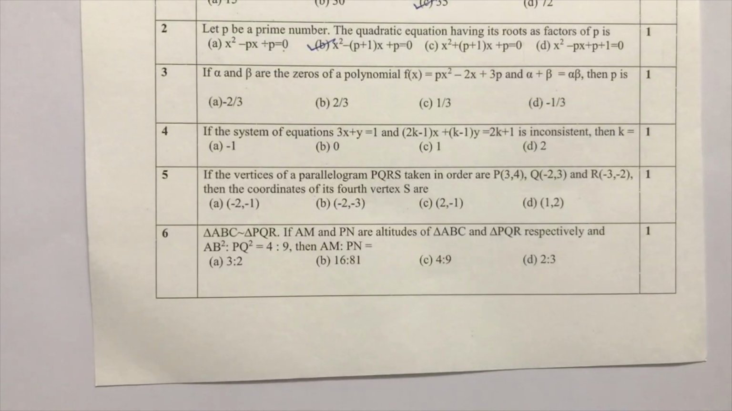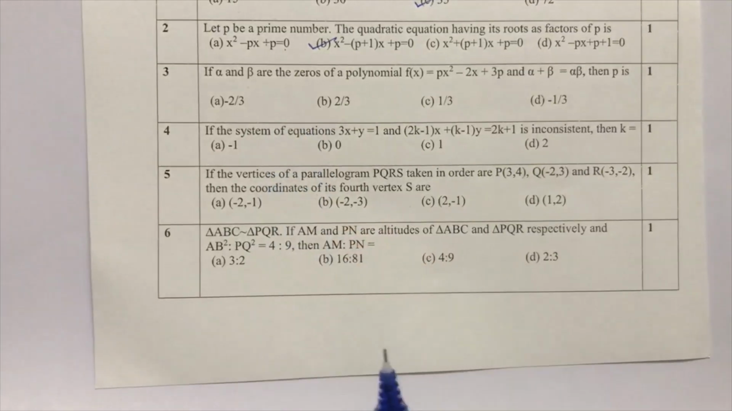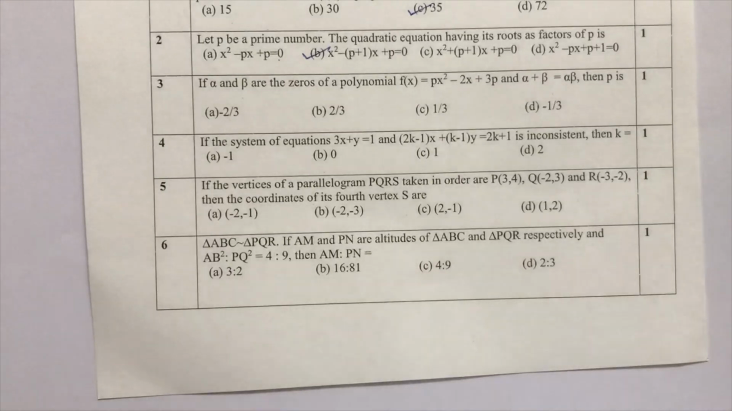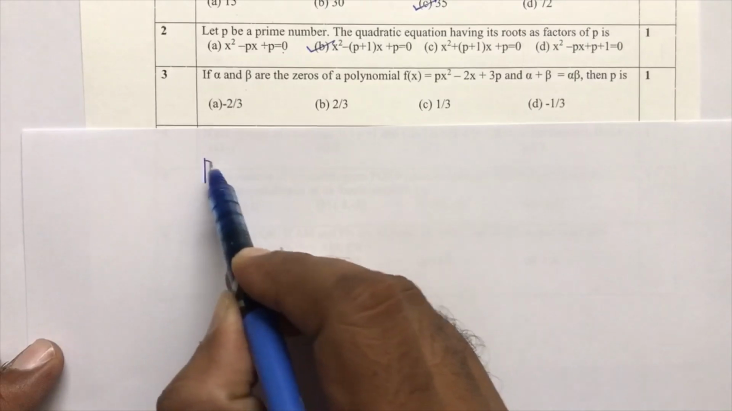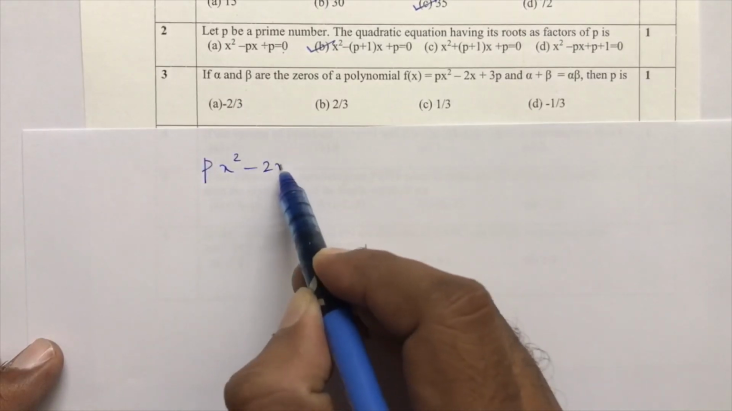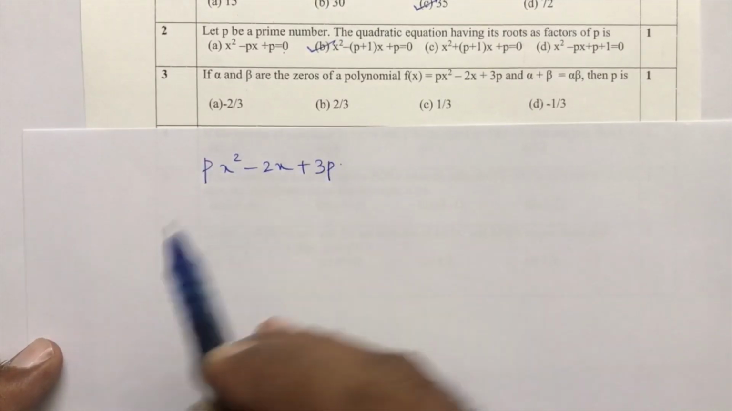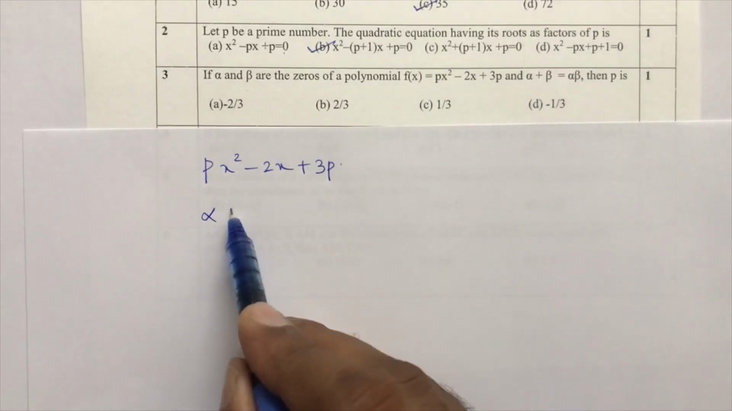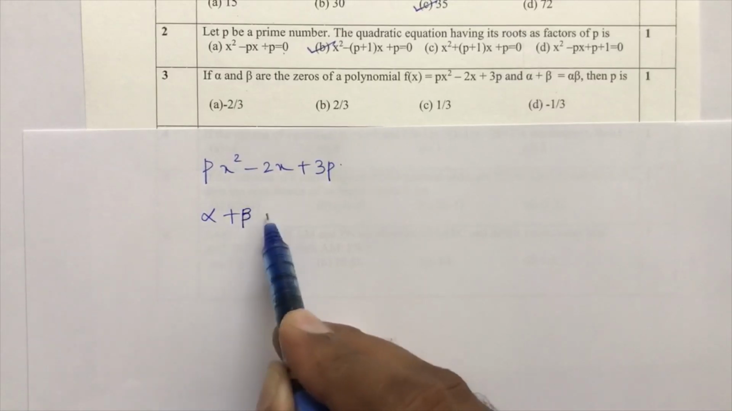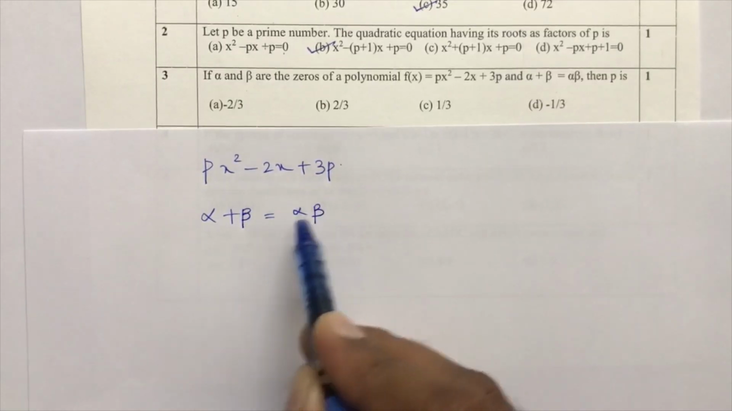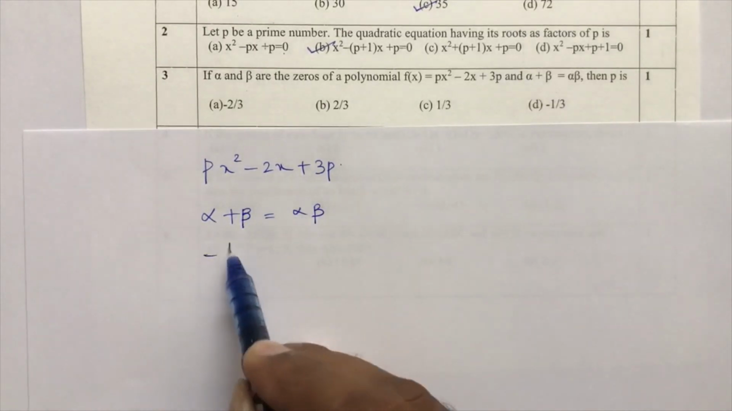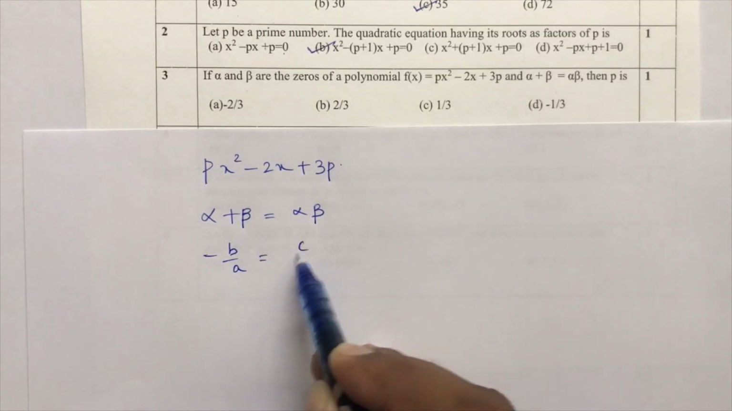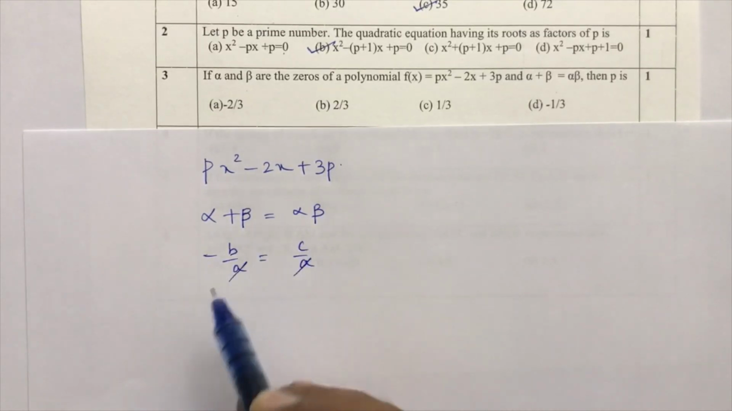If alpha and beta are the zeros of the polynomial px square minus 2x plus 3p, they gave the condition alpha plus beta equals alpha beta. Alpha plus beta formula is minus b by a, and alpha beta is c by a. If you want, you can cancel a and a.